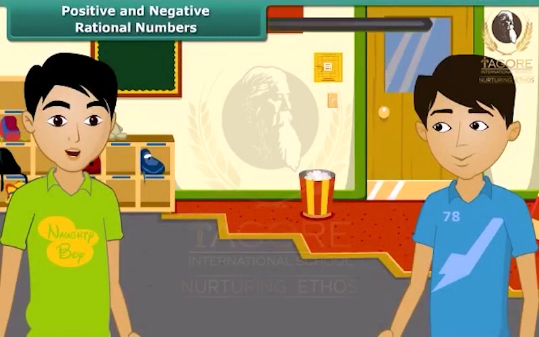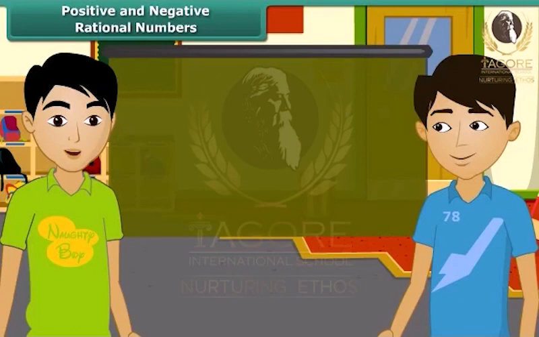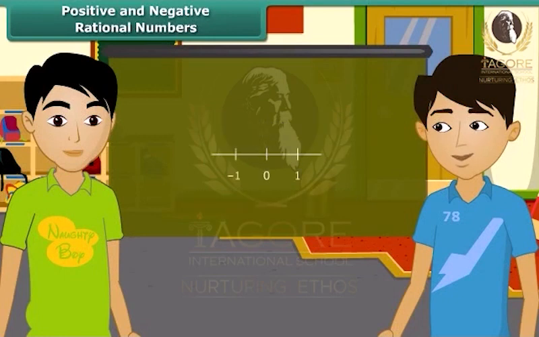Do you know what we call a rational number which has positive numerator and positive denominator? That rational number is called a positive rational number, I guess. And what are the negative rational numbers? When the numerator is a negative integer and the denominator is a positive integer. For example, -4/7.